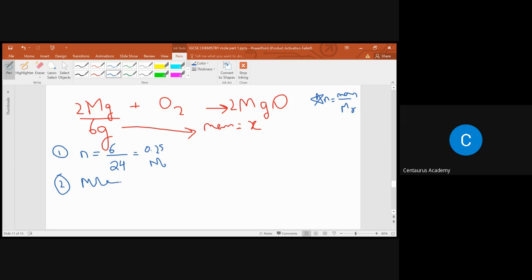Molar ratio between what? The molar ratio will have to be between magnesium and the one which you have to find out, that is magnesium oxide. According to the stoichiometric equation, the coefficients are 2:2. This means that 2 moles of magnesium react with excess oxygen to produce exactly 2 moles of magnesium oxide. You can either say 2 moles produces 2 moles, or 1 mole produces 1 mole. This would mean that 0.25 moles of magnesium will produce exactly the same amount of moles of magnesium oxide as well, right?